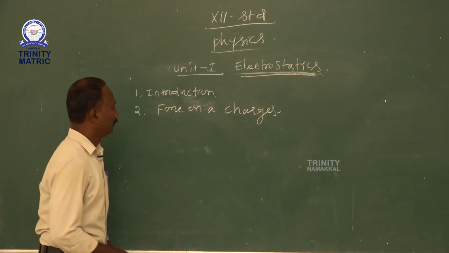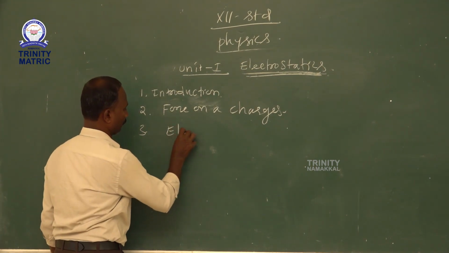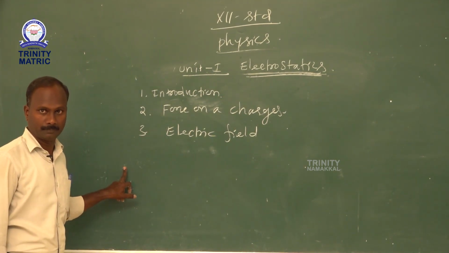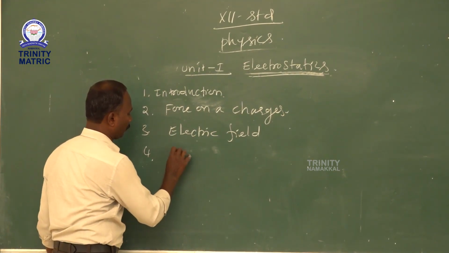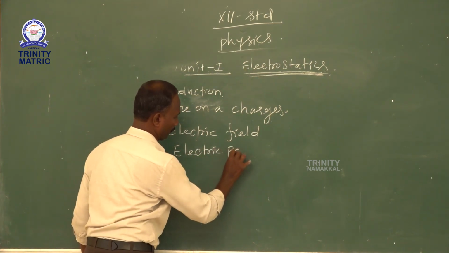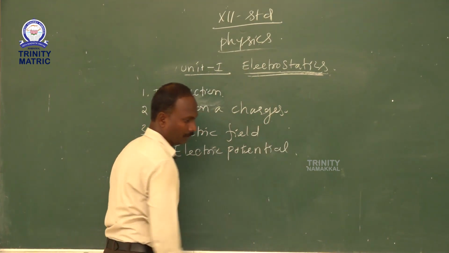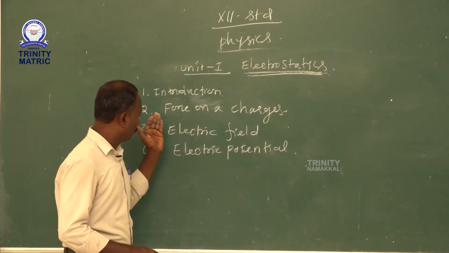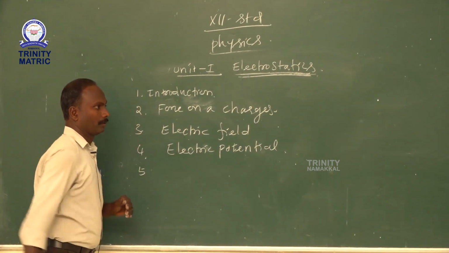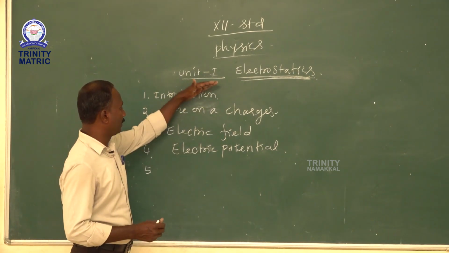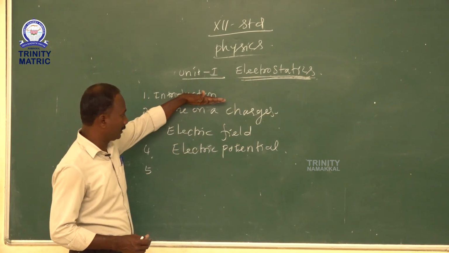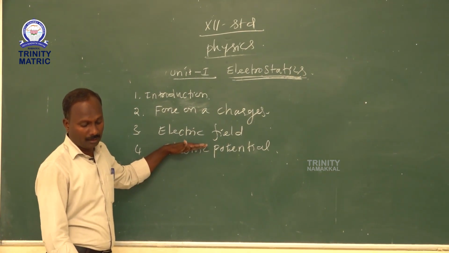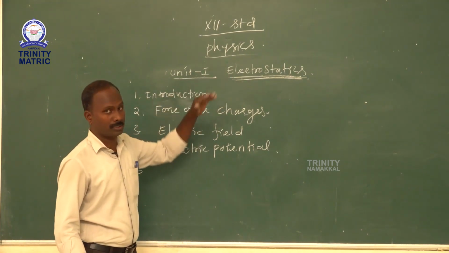Next one, the electric field. The third one, electric field due to charge. Next one, electric potential. So, force on the charges, electric field, and electric potential are all the basic concepts of electrostatics.